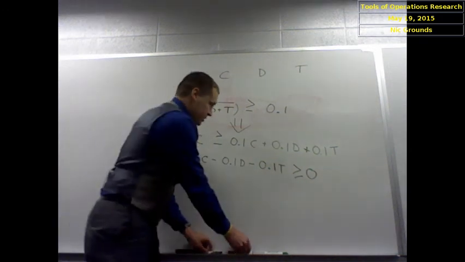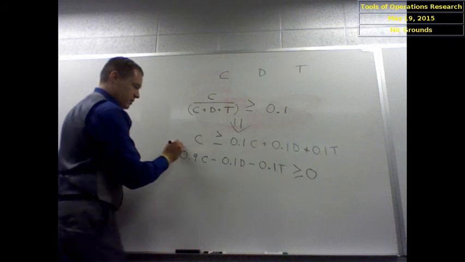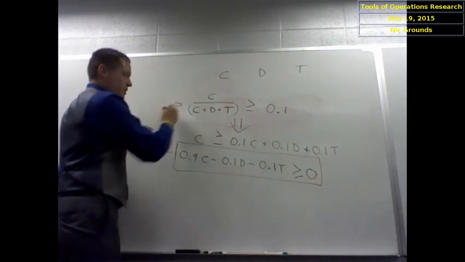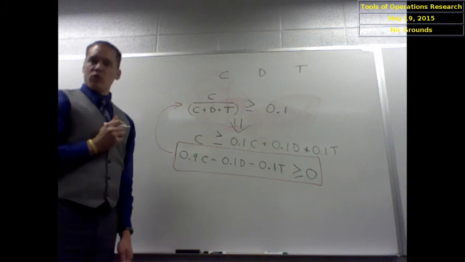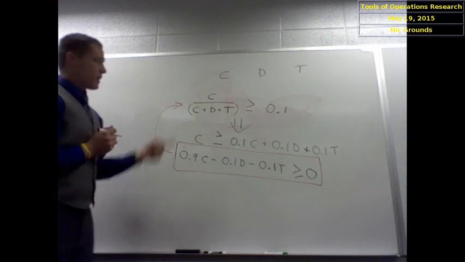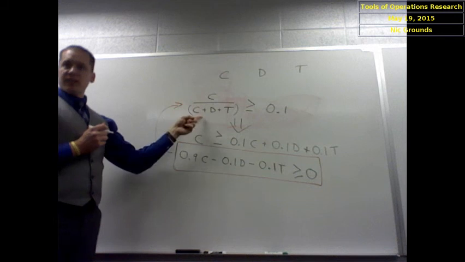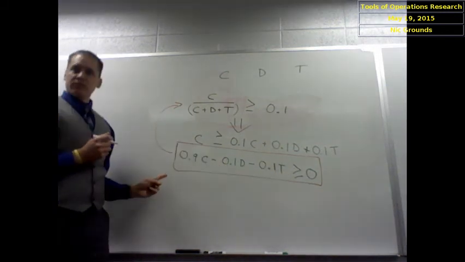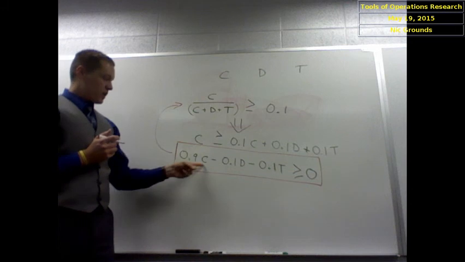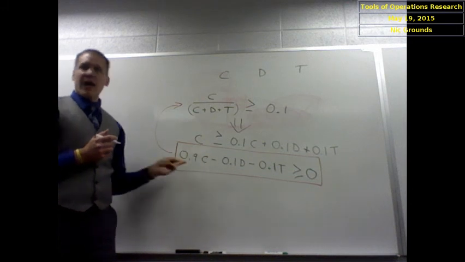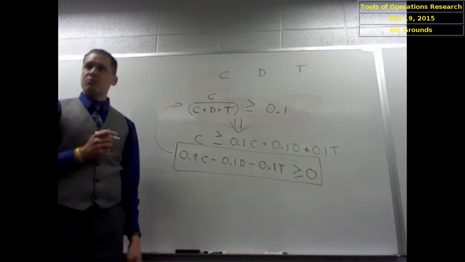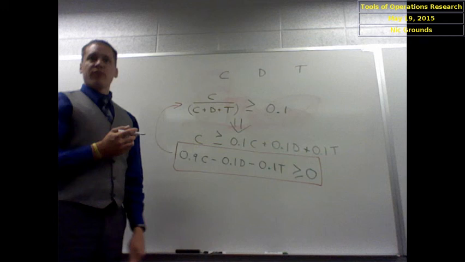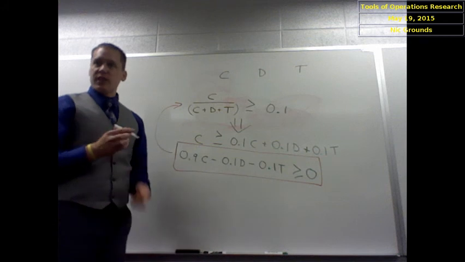But this equation here is the same thing as that one, just in a different form. So we've taken this proportionality constraint and turned it into what looks like a normal linear constraint: some number times each decision variable added up, or in this case, some added, some subtracted. That's fine. And that's constrained to be greater than or equal to 0.